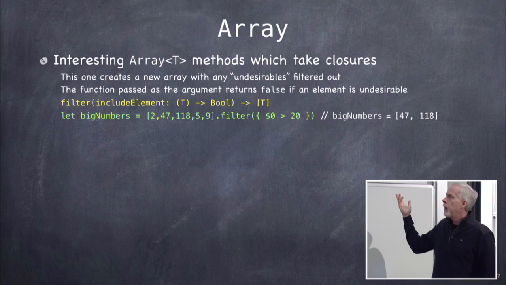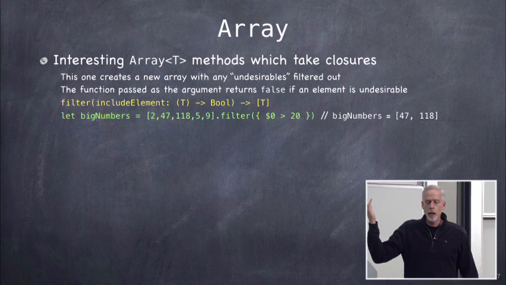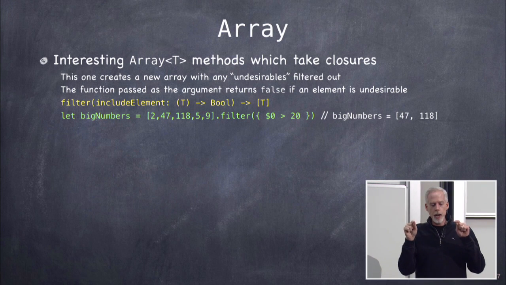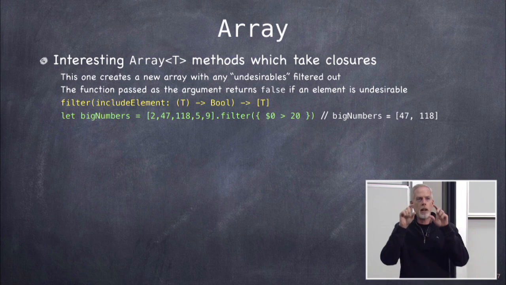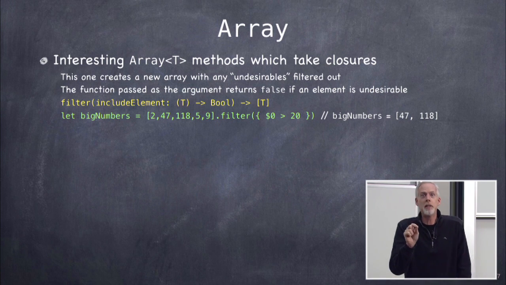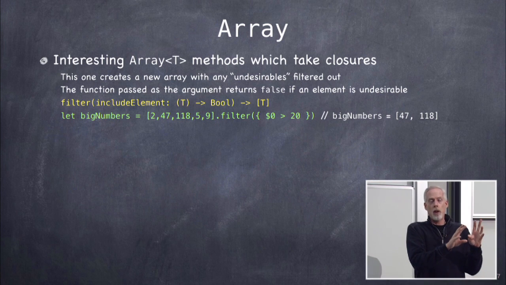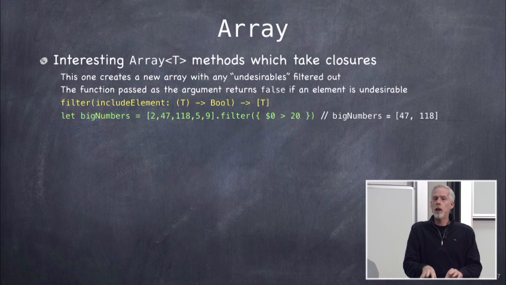So for example, here I have this var that I'm creating, bigNumbers, and I'm creating an array on the fly, 2, 47, 18, 118, 5, 9. See, I create an array, and look, I'm sending it a message right away. I didn't even have to put it into another var, by the way. I could have, but I just wanted it all to be on one line here.